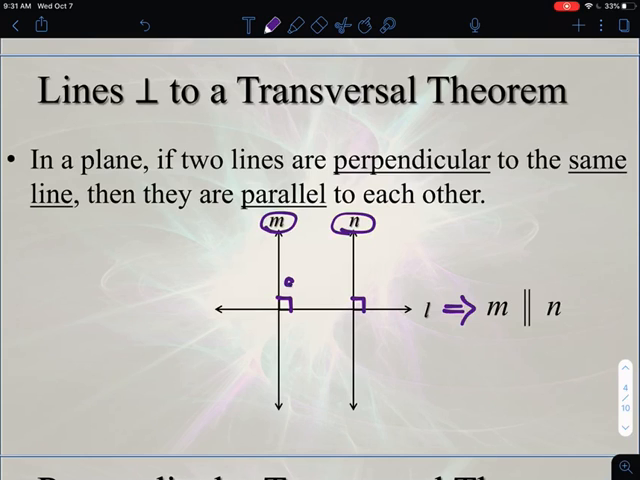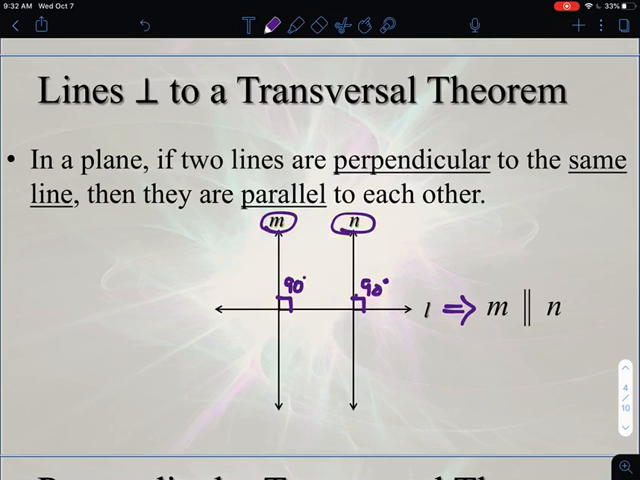If they're both perpendicular, that means that this is a 90-degree angle, and that means this is a 90-degree angle. Well, if that's the case, that means that these corresponding angles are congruent, which makes my lines parallel. So M and N must be parallel because of corresponding angles.